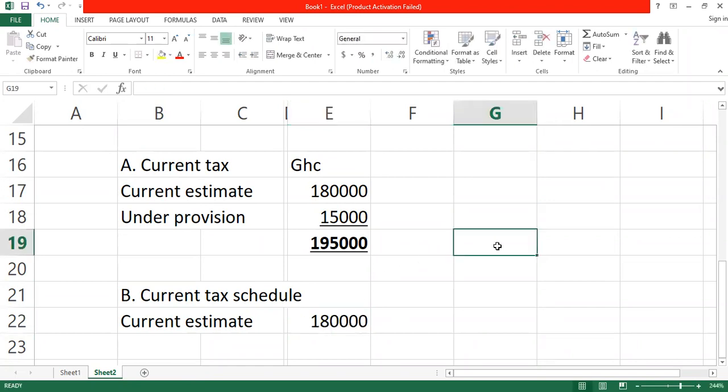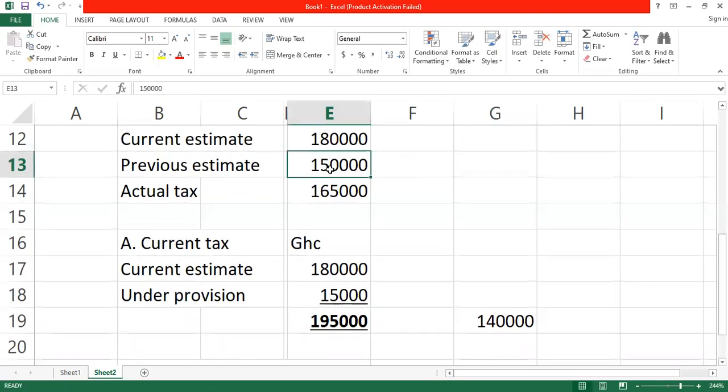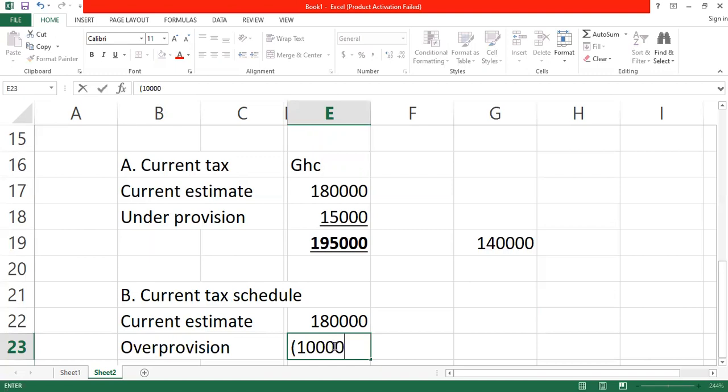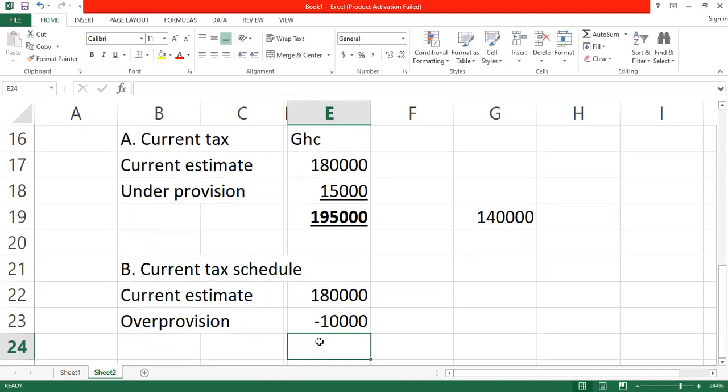But how much did we pay? 140, yes. But how much did we subtract? Previous estimate was what? 150. So we subtracted 150 instead of 140. We subtracted 10,000 in excess. So this is an income. Net it against your current year estimate, 10,000. So we are going to have 170,000.